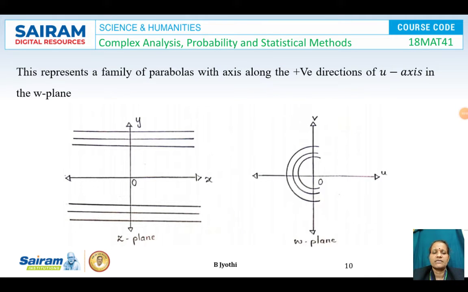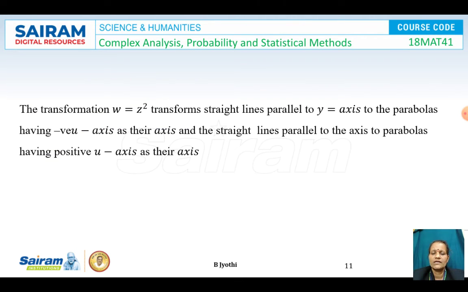So it is represented by the diagram. It is along the positive direction of the u axis, we can see here. So the conclusion here is the transformation w is equal to z square transforms the straight lines parallel to the y axis to the parabolas having the negative u axis as their axis, and the straight lines parallel to the x axis to the parabolas having the positive u axis as their axis. That is the conclusion we can draw from the transformation.